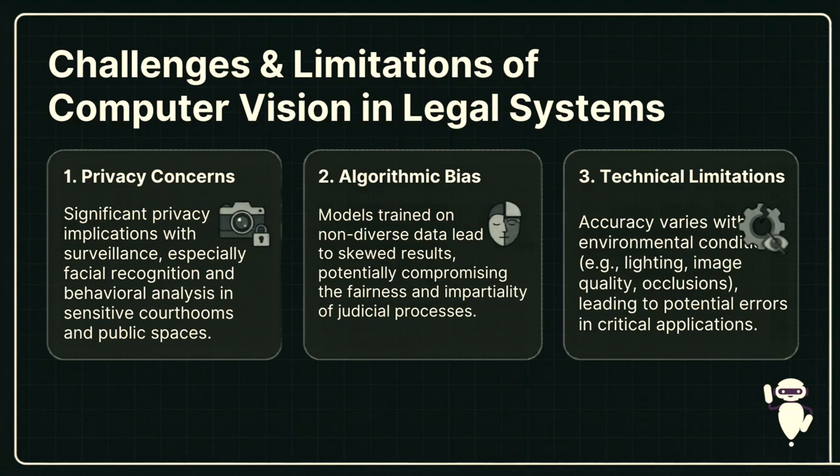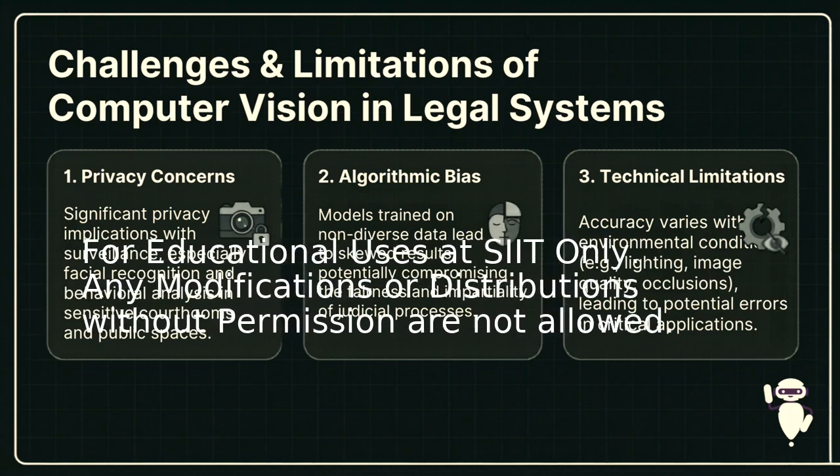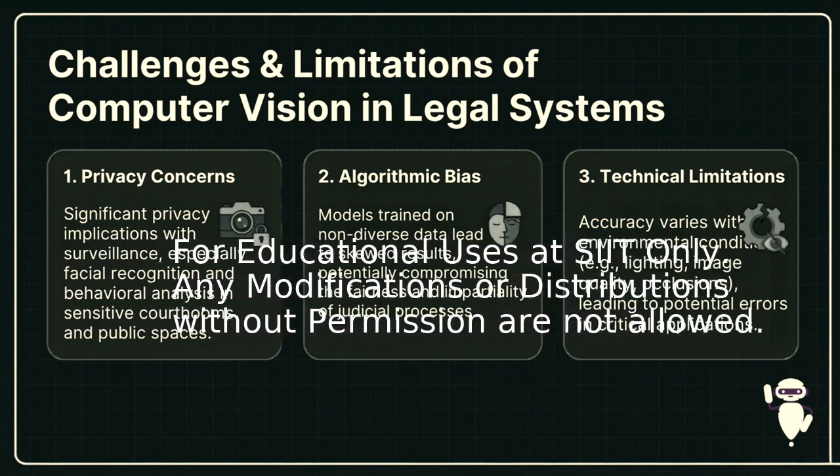And finally, we have to talk about the accuracy and reliability of the system, because these systems are, of course, impressive, but they're not always 100% accurate. The performance might depend on environmental conditions, lighting, or even image quality. So this is crucial because a small error can have impactful consequences in the judicial system.